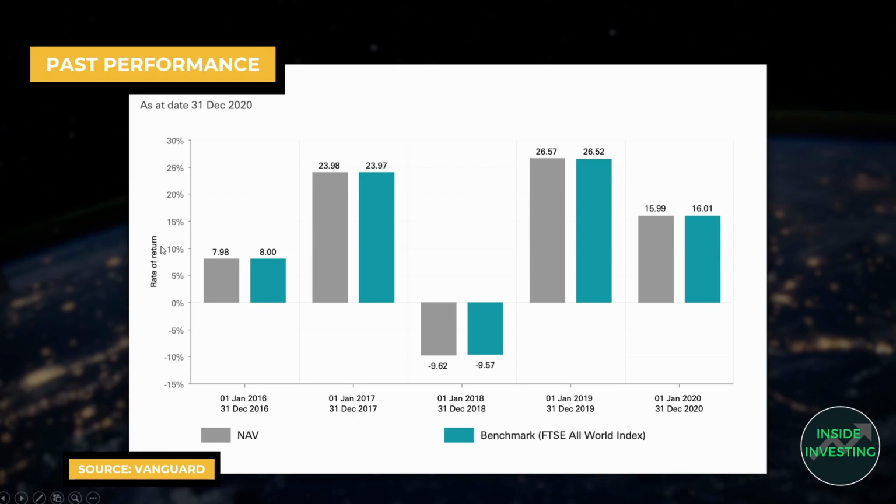Then if we quickly look at the overall rate of return, we see that in most years it's very good, right? So in the last 5 years, we see a rate of return of around 8%, 24%, then a little bit of a dip to approximately minus 9%. Then we see again a positive in 2018 with around 26.5%, and then last year a 16% rate of return. So overall, we're very satisfied and very happy with the rate of return of the Vanguard All World ETF.